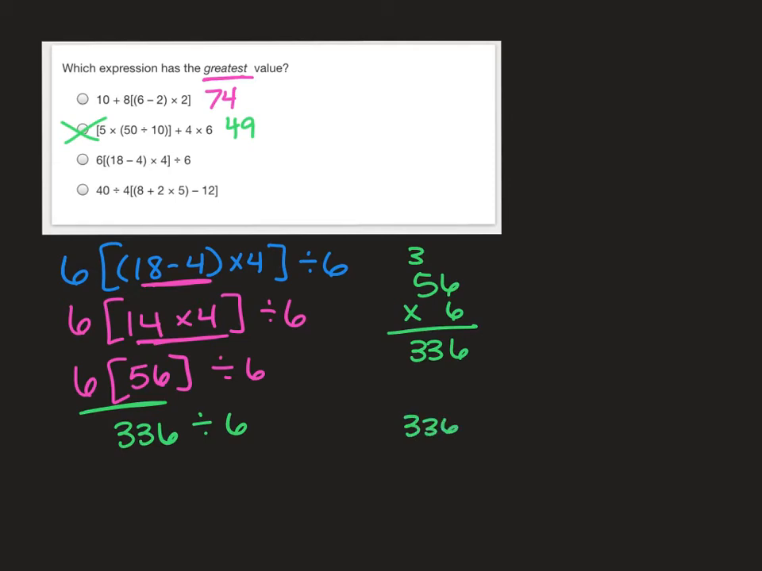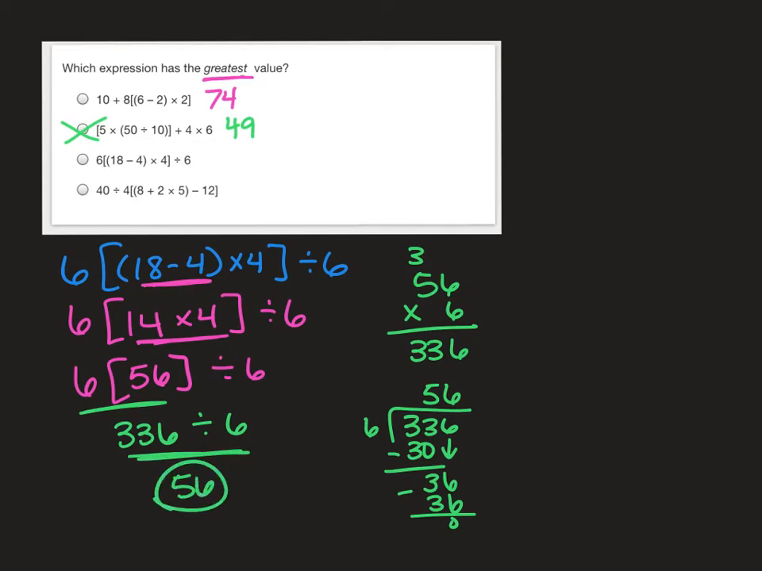So we're going to do 336 divided by 6. 6 can go into 33 5 times. And all I'm doing is just some scratch work off to the side. Bring down your 6. 6 can go into 36 6 times. All right, so that means this final answer right here is 56, which tells me it's also not the greatest value because the top one has a value of 74. So our only option now is the very last one.